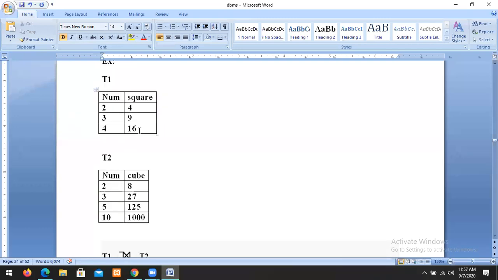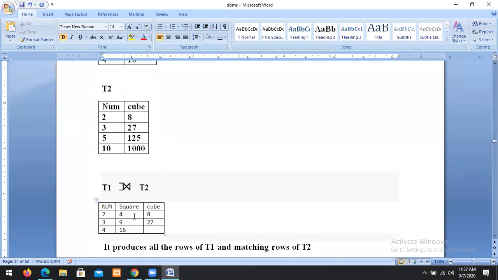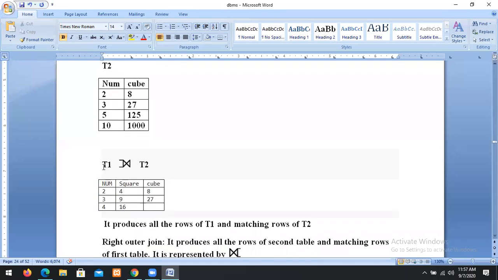And matching rows of the second table. What is the matching rows of the second table? So 2 and 3 are the matching rows. 2 cube is 8, 3 cube is 27. This is the output of T1 left outer join T2.